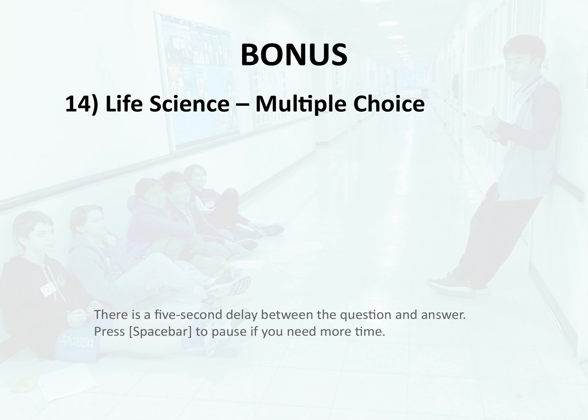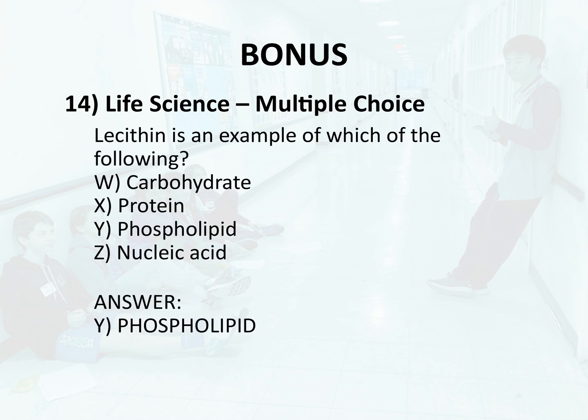Bonus 14. Life science, multiple choice. Lecithin is an example of which of the following? W. Carbohydrate. X. Protein. Y. Phospholipid. Z. Nucleic acid. Answer: Y. Phospholipid.